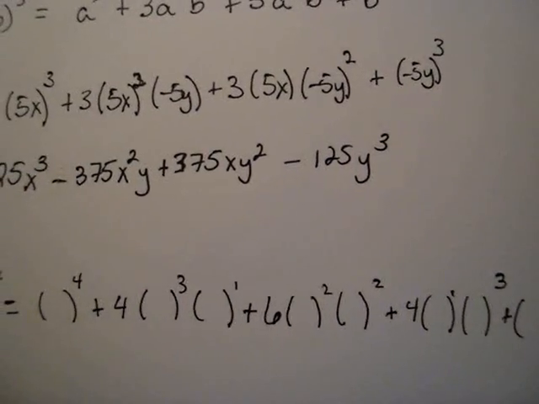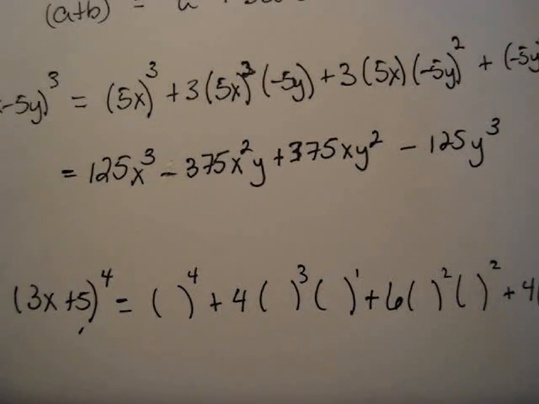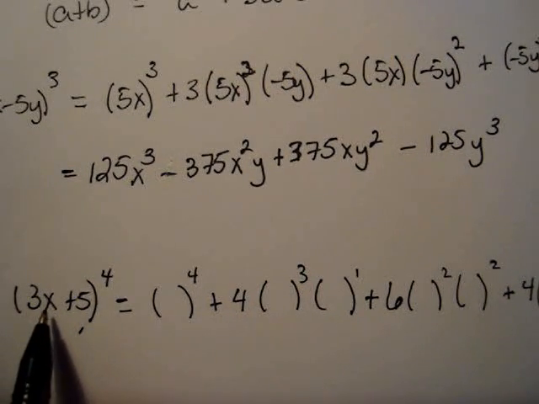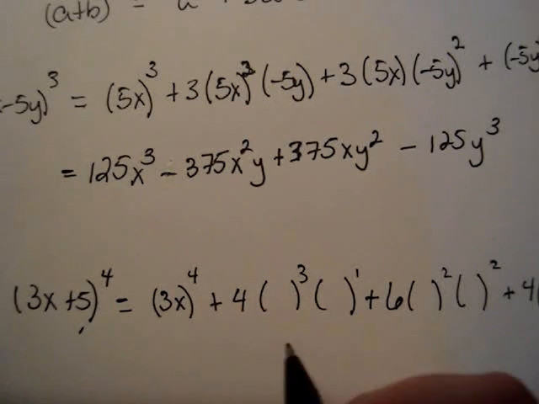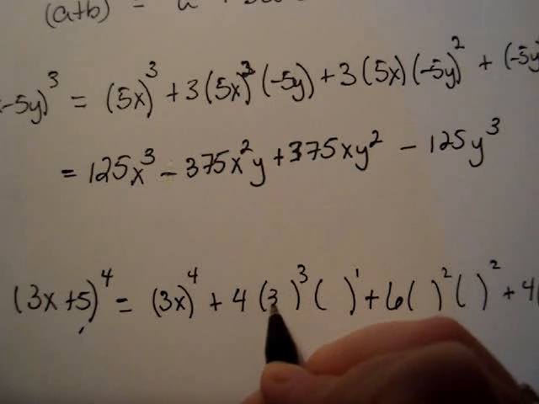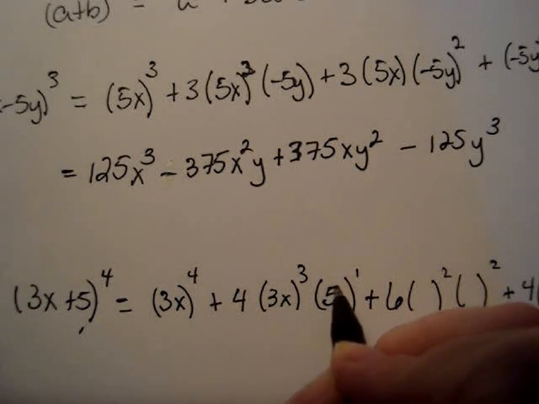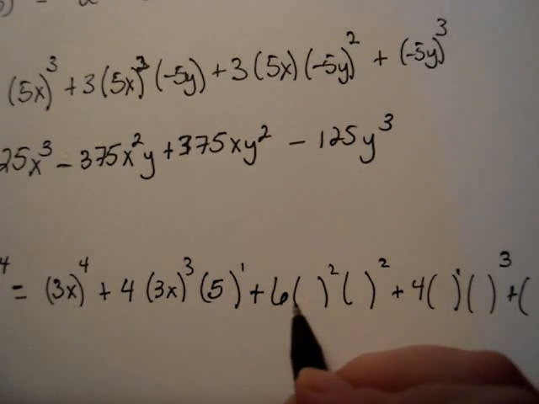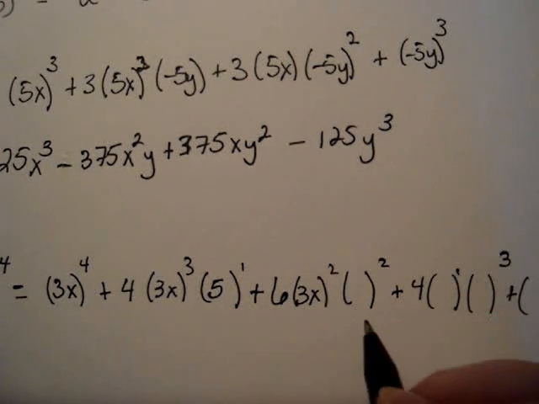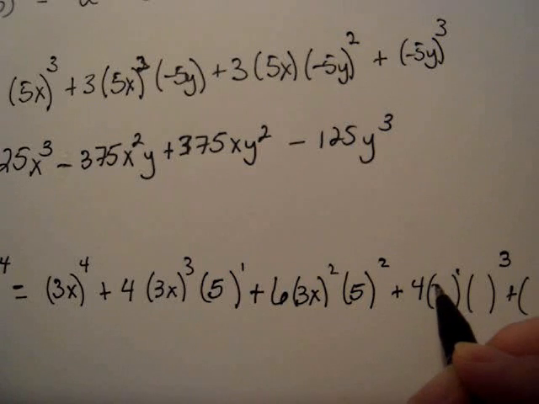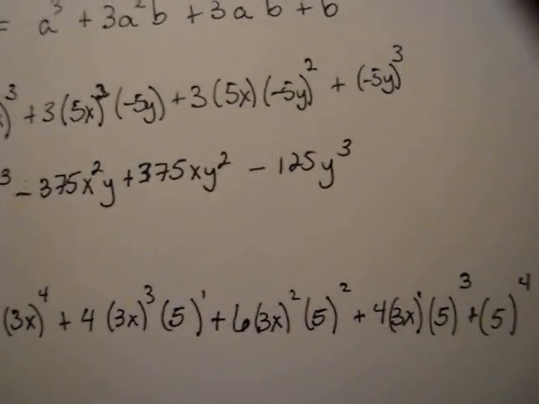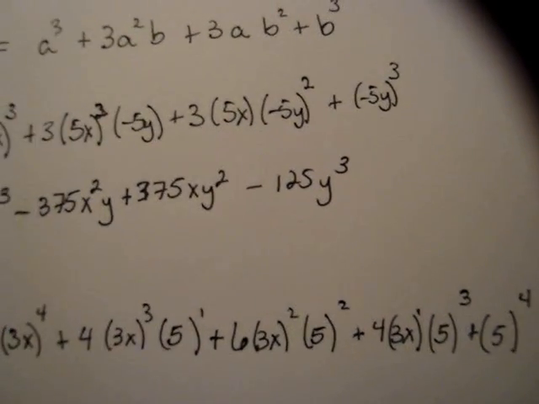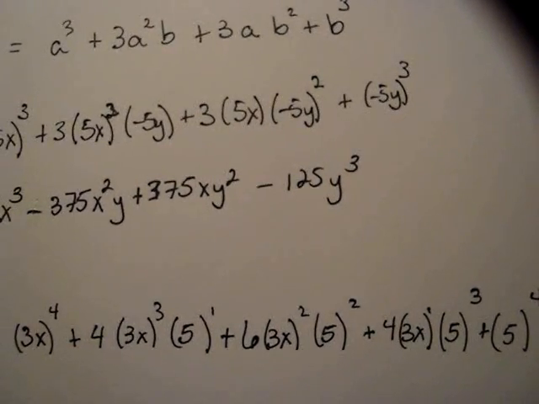Now, what am I going to fill all those parentheses in with? Well, let's look back over here. My first term a will be 3x, and my second term b will be 5. So I fill in, that's really 3x to the 4th, plus 4 times 3x to the 3rd, and what was b? 5 to the 1. Then 6, 3x, and then this was 5. The first parenthesis is 3x, the second parenthesis is 5, and then this last parenthesis is 5. Okay, so you see how you use the general pattern from the binomial theorem, and then you substitute.